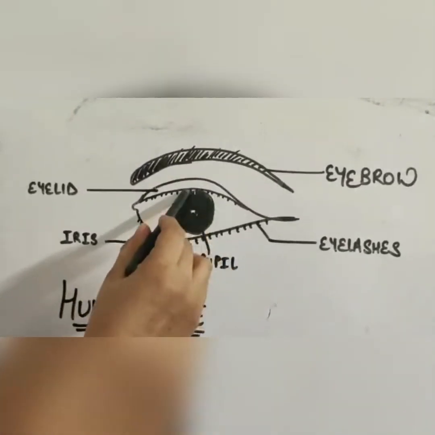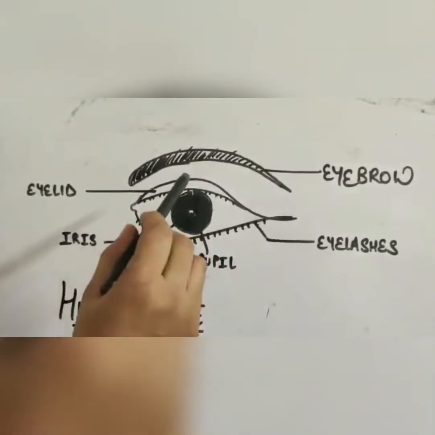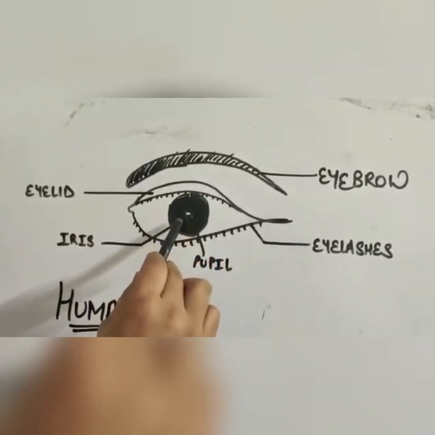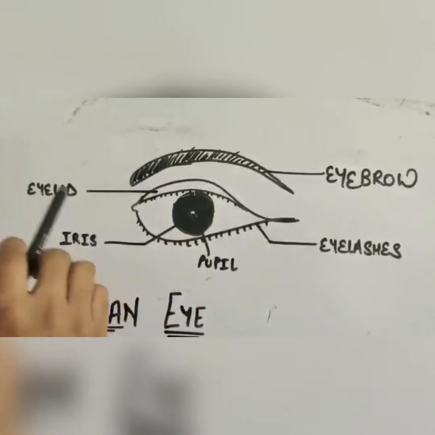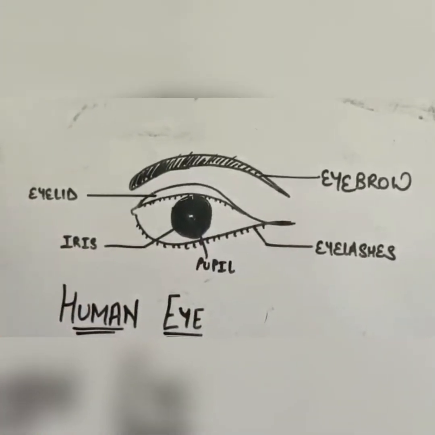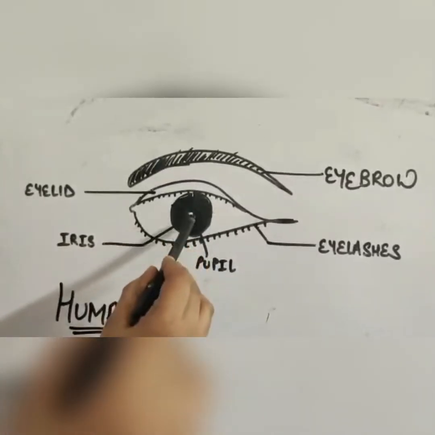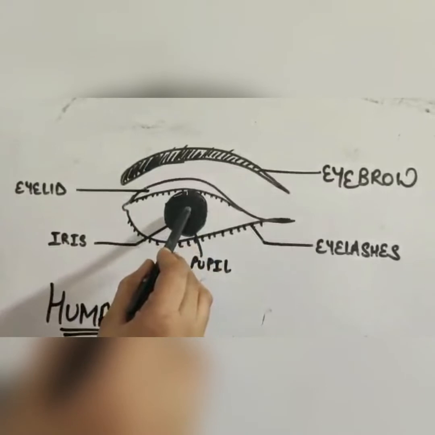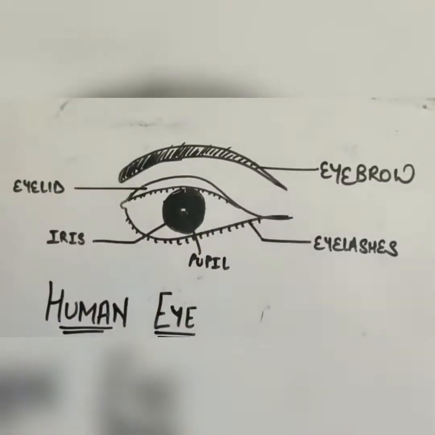And here you can see the round eyeball, and this colored part in the eyeball is the iris. It may be black, grey or blue in some cases. So you can see a very small aperture in this iris. That small hole is known as the pupil.